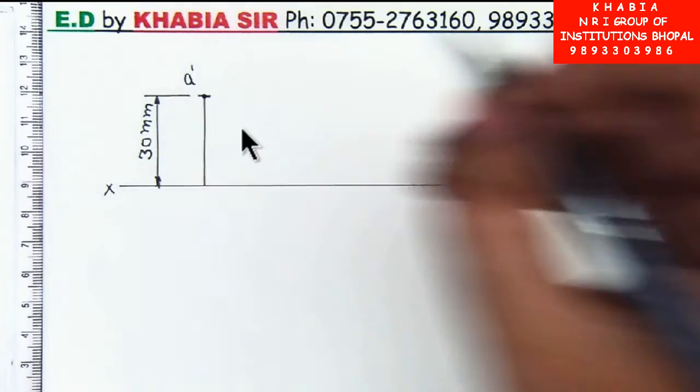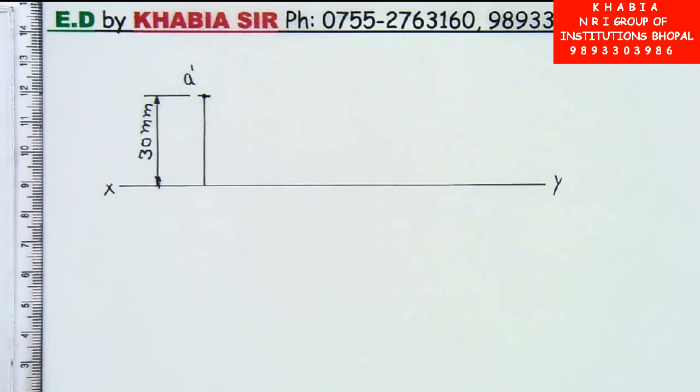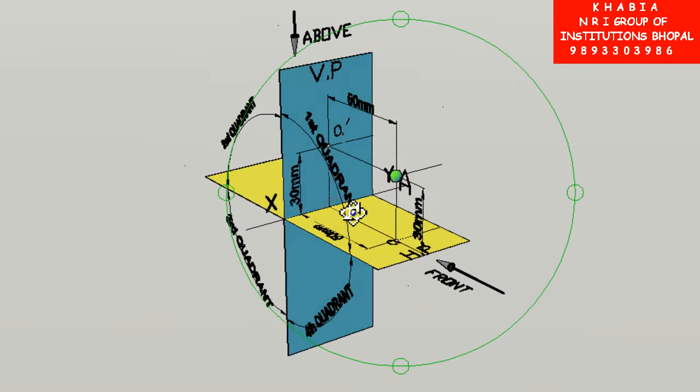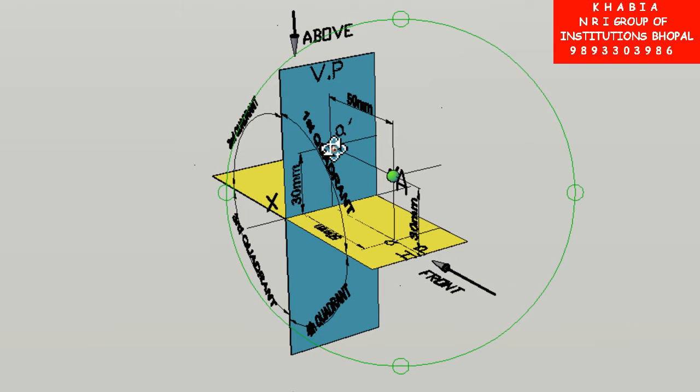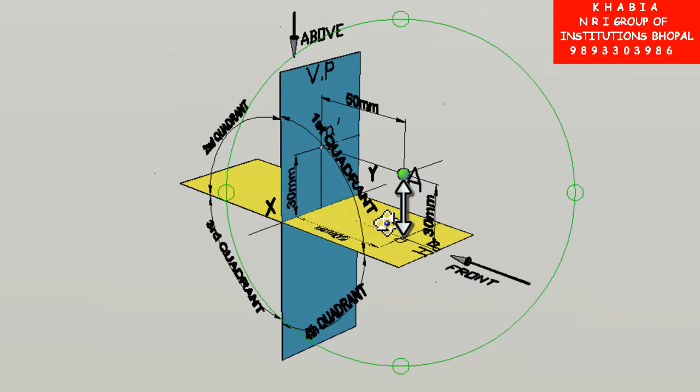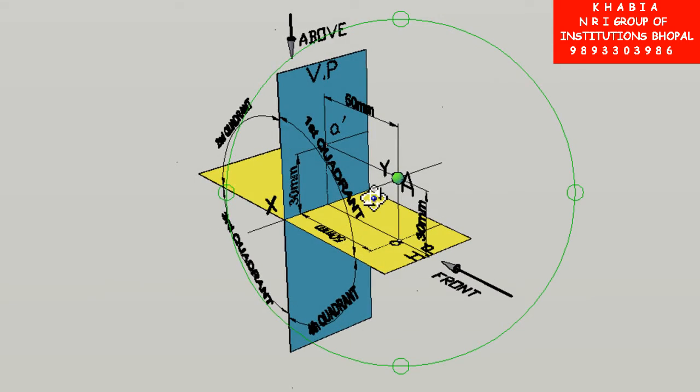Naming of the front view is done in small letters with a dash. In this 3D model also you can observe that the front view A dash of the point A is 30 mm above the reference line because point A is 30 mm above HP.